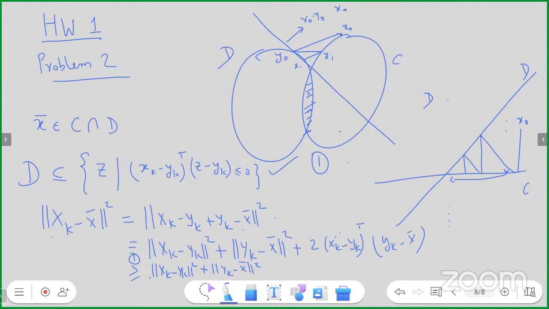And if I flip everything around with xk's and yk's, I'll get the same inequality with just xk's and yk's flipped. Okay. So in an individual step, I'm getting closer to x bar. That's essentially what all of this means. So similarly, the implication is yk is closer to x bar than xk.